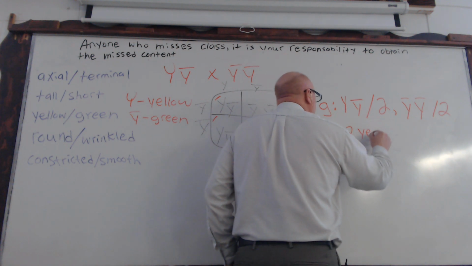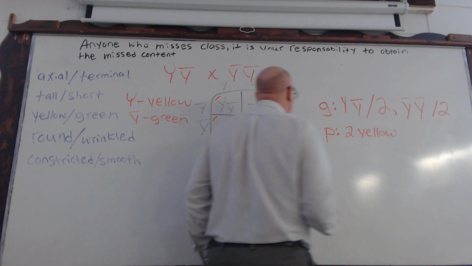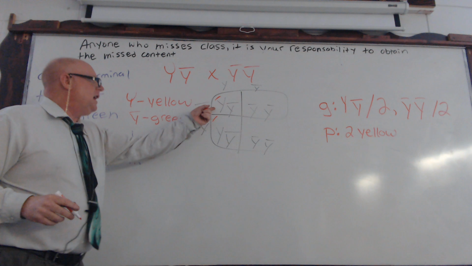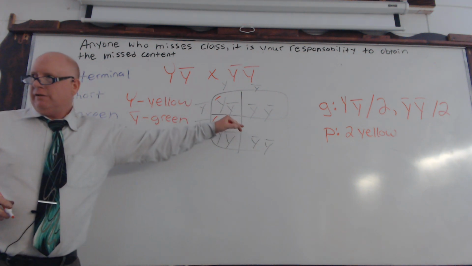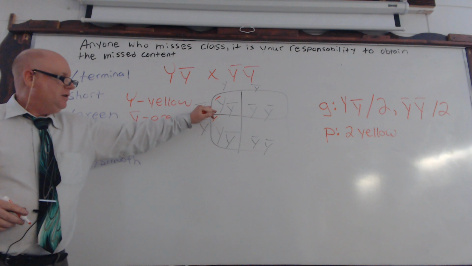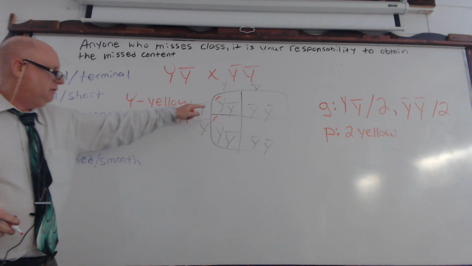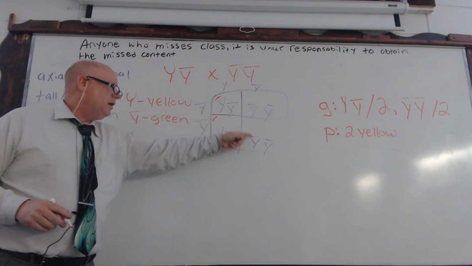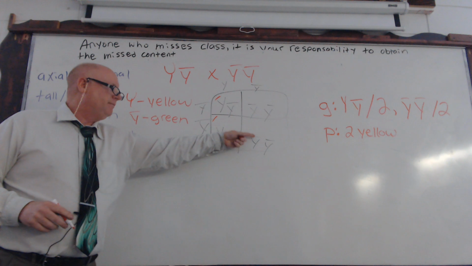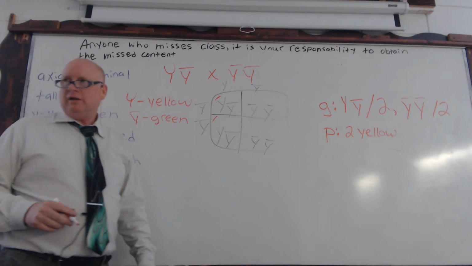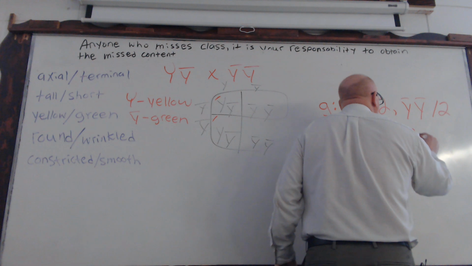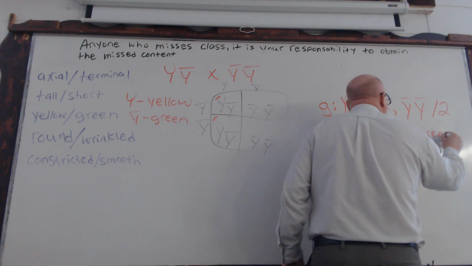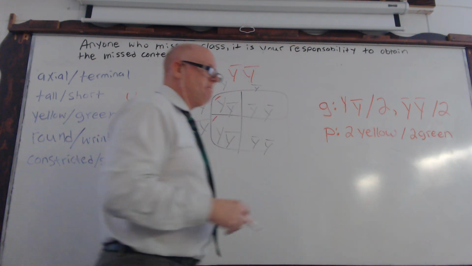Okay? Because that dominant trait is present, it will mask over the color. So then we've got 2 yellow. And then what is this genetic makeup then? It'll be green. So you have 2 yellow, 2 green.